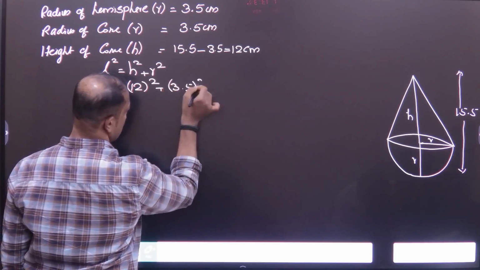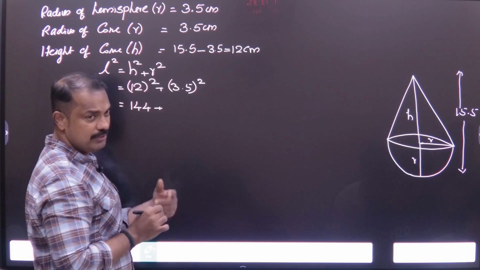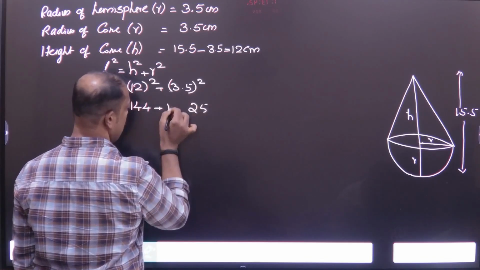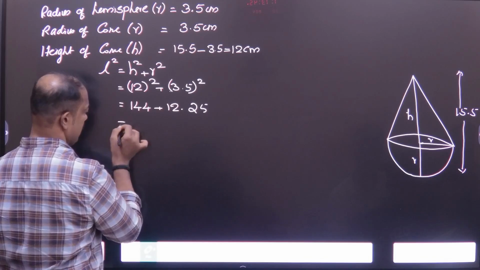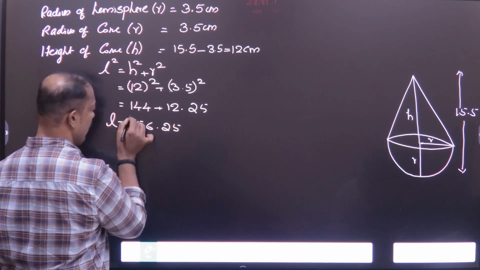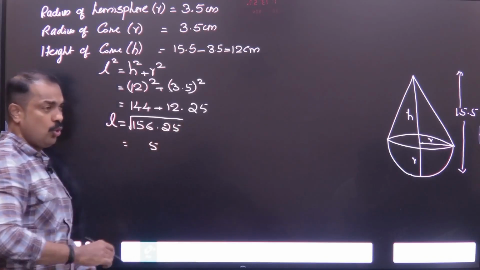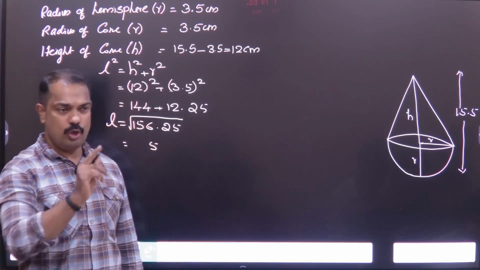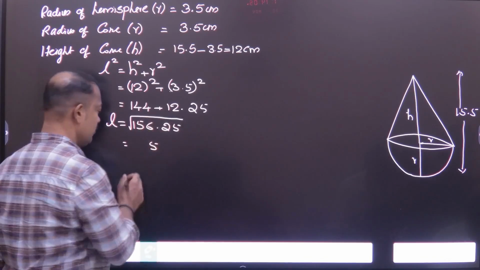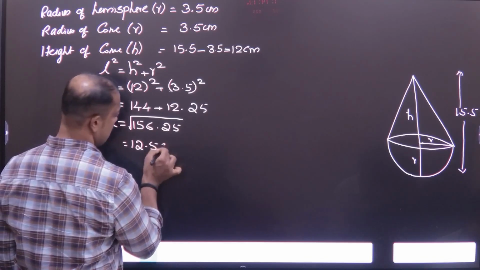3.5 whole square. 12 squared is 144. Look, 5 ending with 5: any number that is ending with 5, we can find the square directly. 3 into 4 is 12, so 12.25. Adding, we get 156.25. So L is equal to square root. Square root formula is easy. Leave the decimal, put the decimal later. 156: two consecutive numbers whose product is 156, 12 and 13. Smallest number is 12. What is the answer? One decimal, 12.5 centimeter.